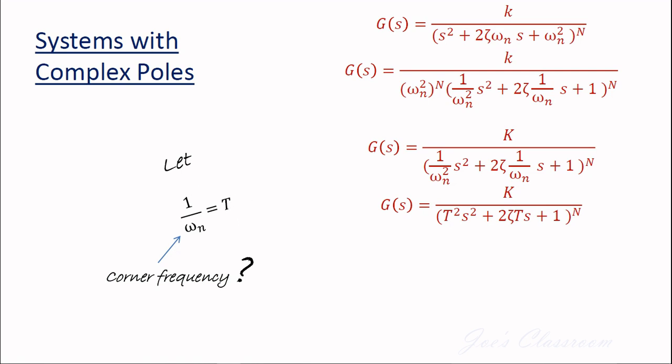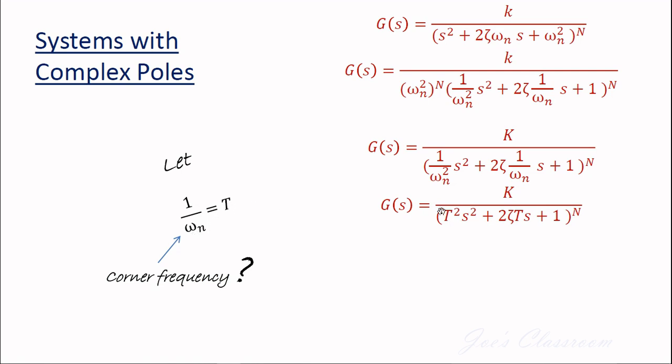Here also, in another few minutes, in this lecture itself, we'll be able to see that in the case of systems with complex poles or systems with quadratic terms in their transfer function, the natural frequency of oscillation omega n is going to take the role of the corner frequency. That we will be able to see in another few minutes. So therefore, there is nothing wrong in taking 1 by omega n as t.